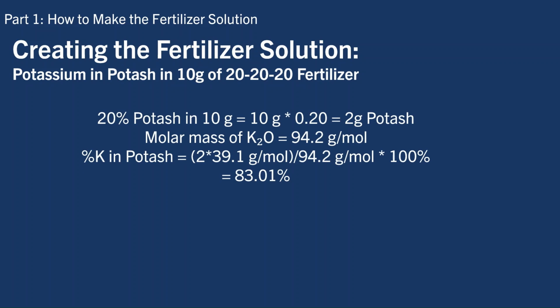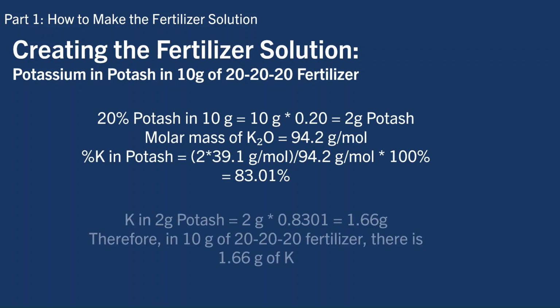We divide the two potassium atoms by the total molar mass and multiply by 100. This gives us 83.01% of potassium in potash. To calculate the potassium in 2 grams of potash, multiply by 83.01% to find that 1.66 grams of potassium is available for the plants.